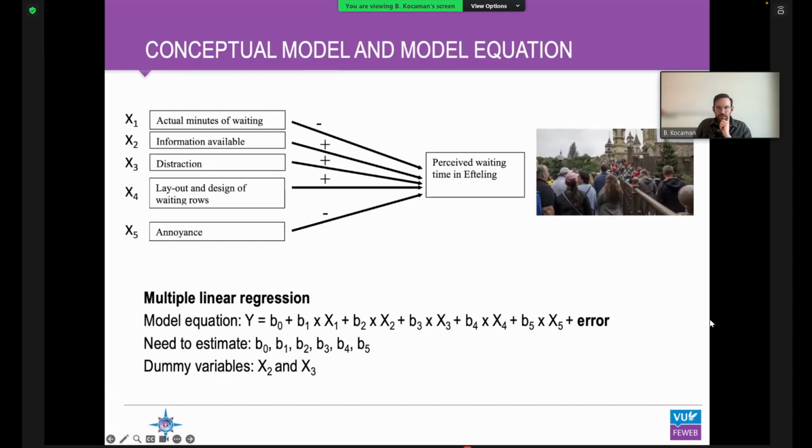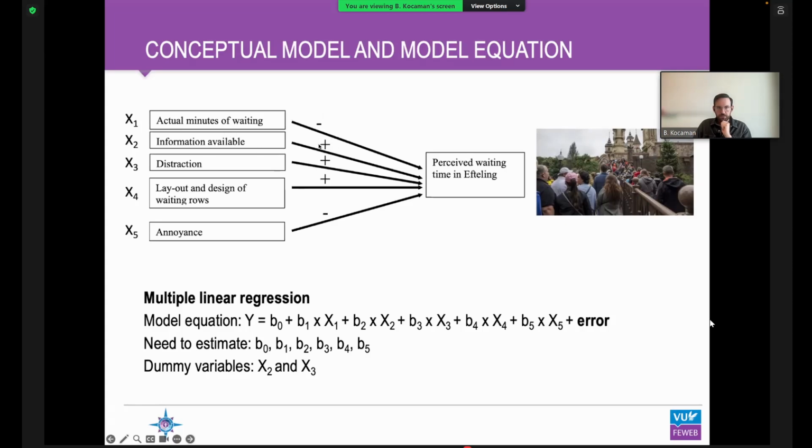In this case, we want to understand the direct effect of multiple independent variables on the dependent variable, which is the perceived waiting time in Efteling. For actual minutes of waiting, we expect a negative relationship, because if you remember for the perceived waiting time, the long label was 1 and 10 was for the short. So that's why you expect a negative effect here.